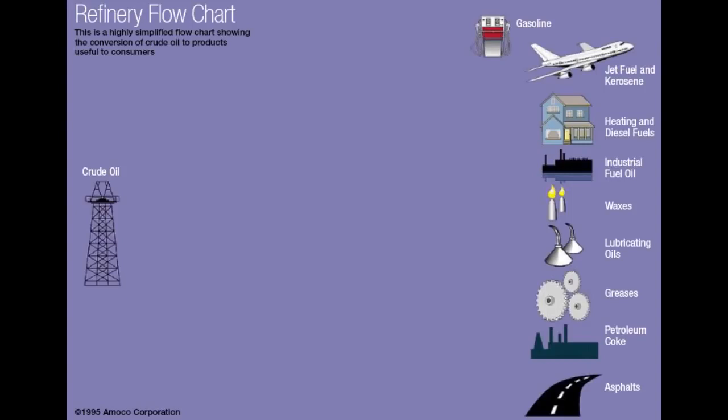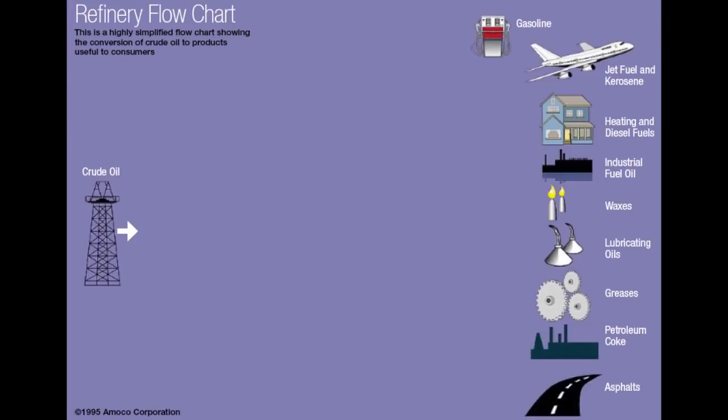On the right hand side, the major refinery products going from the lightest to the heaviest, starting with gasoline, jet fuel and kerosene, heating and diesel fuels, industrial fuel oil, waxes, lubricating oils, greases, asphalt, and petroleum coke would be the heaviest product, which will be a solid obtained from a refinery.